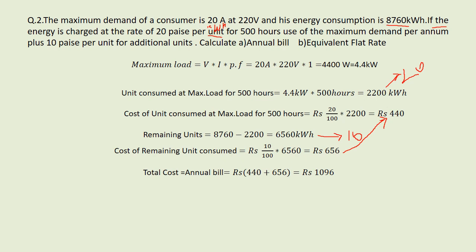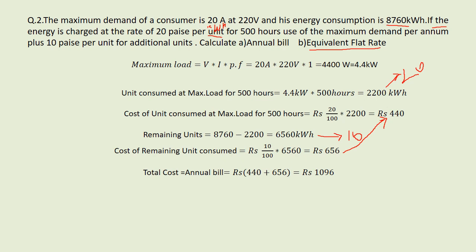Okay, so this is the annual bill, and you can say that this annual bill is very low, and it can be for a very small scale or very small house load. Okay, so this is the bill that has been generated annually. Now we need to find out the second question, the equivalent flat rate.